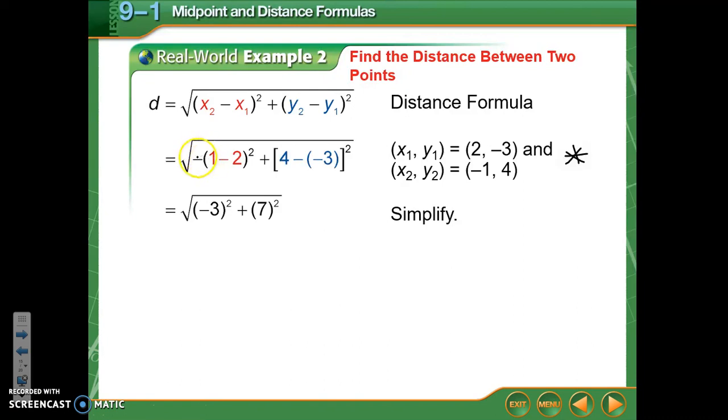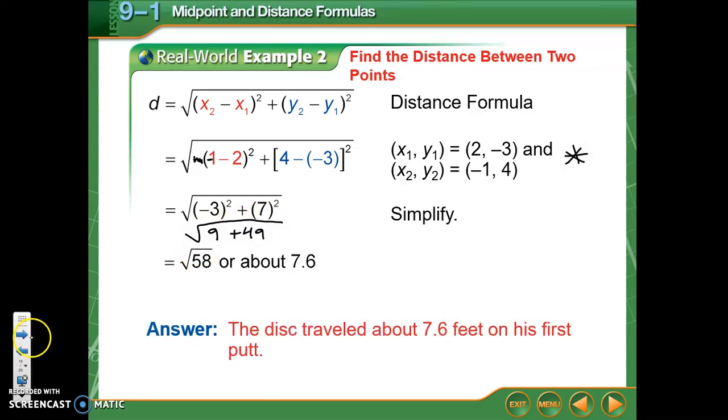Notice they have their parenthesis in the wrong place here, so that negative should be inside the parenthesis, negative 1 minus 2. So that gives me negative 3 quantity squared, which is, if we show the step in between here, 9 plus 49. That gives me the square root of 58, which is about 7.6 if I round to the nearest tenth. So the distance between those 2 points on the graph, his first point where he started and where he ended up, that distance was about 7.6 feet when he did his first shot.